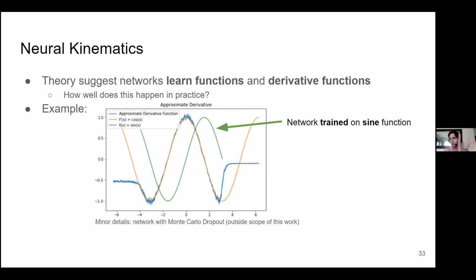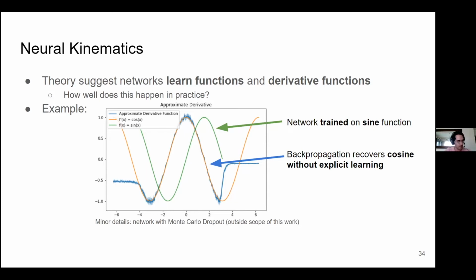So it only saw the green line at training time. And then by backpropagating through the inputs of the neural network's prediction on the sine function, we see that this blue line, which is the neural network's predictions, does seem to recover the derivative function of the sine function, which is the cosine.